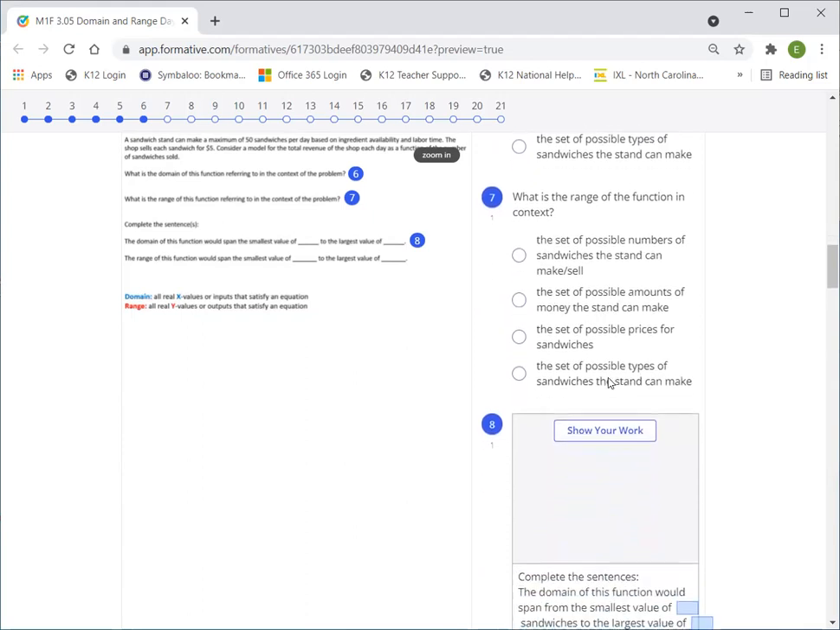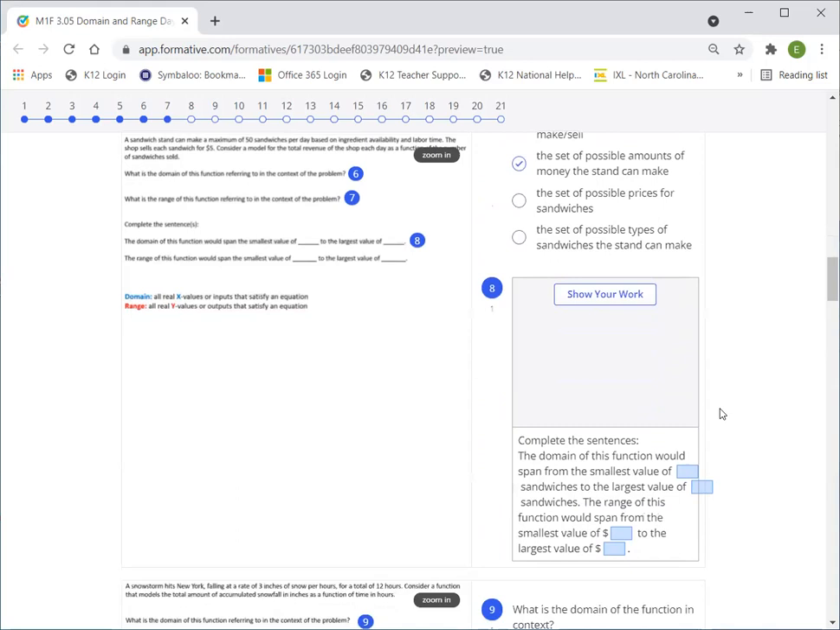Then the range, the dependent variable, is the money we're making. The set of all the amounts of money the stand can make. So how many sandwiches we make tells us how much money we're going to make.